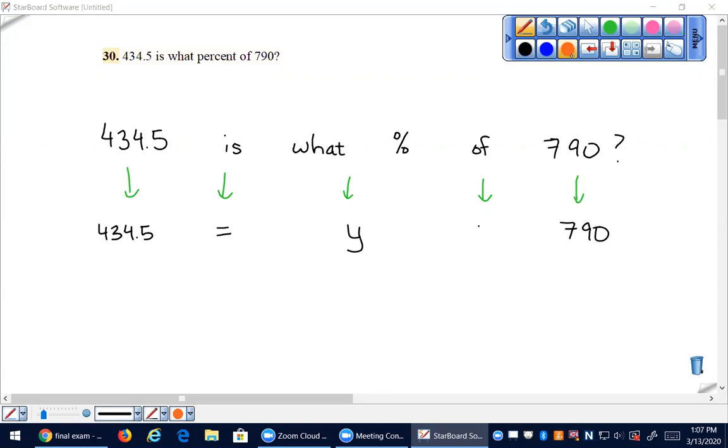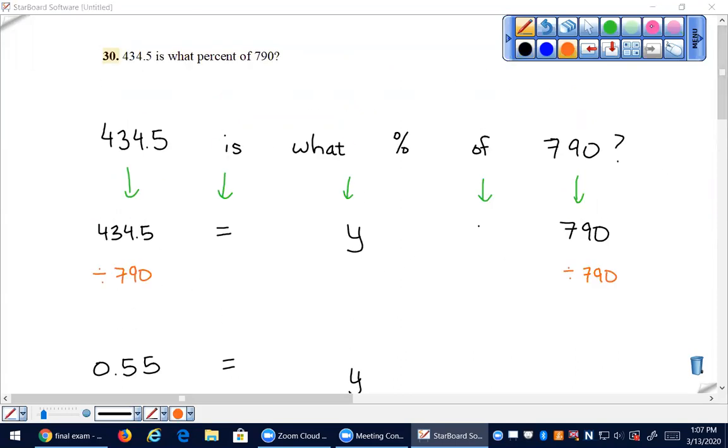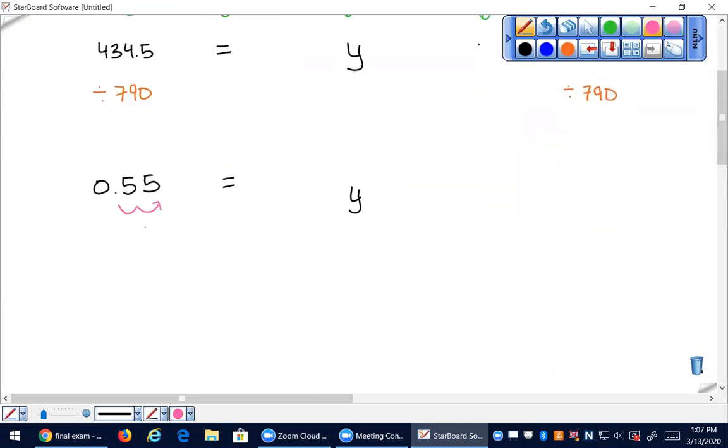How do I get y by itself? Okay, so you'll just divide. I am not done. Why aren't I done? That looks like a nice answer. Yes, I need to convert. It asked for a percent. So since it said what percent, I have to be polite and make it a percent because that's what it wanted.